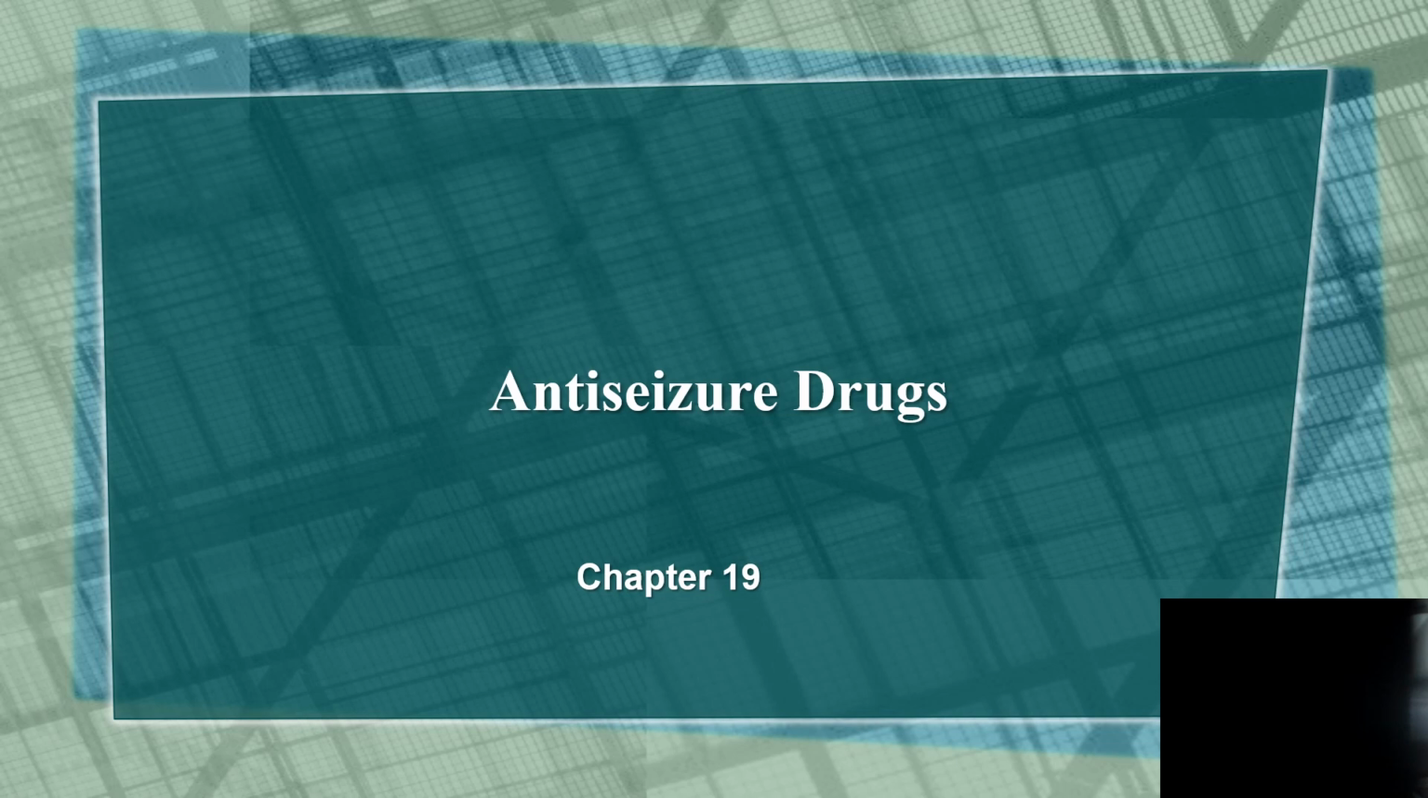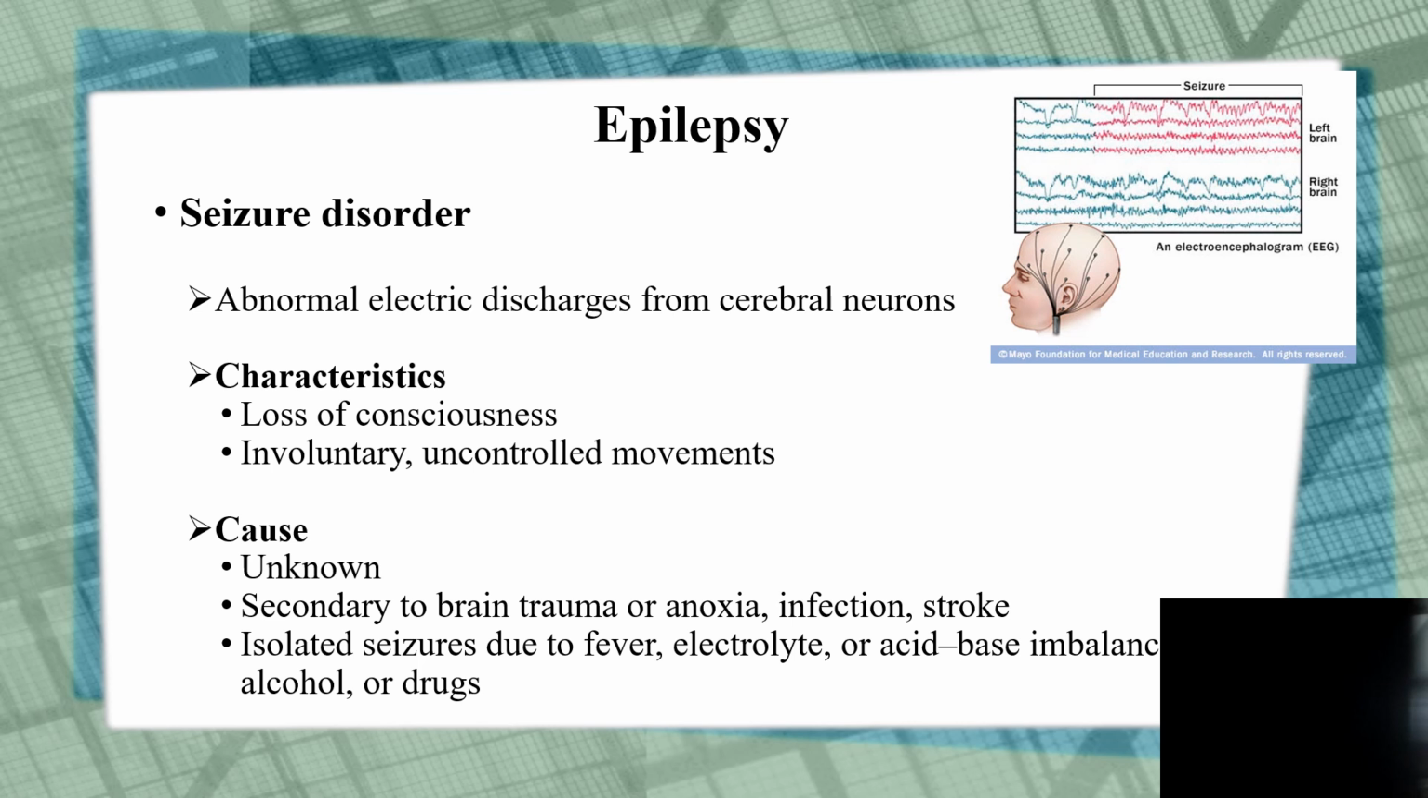So we're going to look at anti-seizure drugs. Anti-seizure drugs are given for seizures, so clients that have seizures or epilepsy. We know that a seizure disorder is caused by abnormal electric discharges from the cerebral neurons.